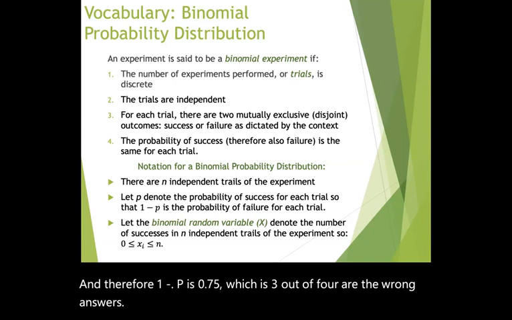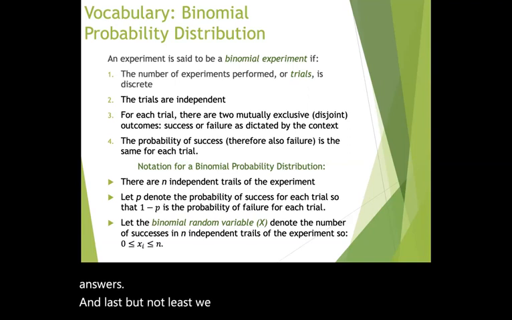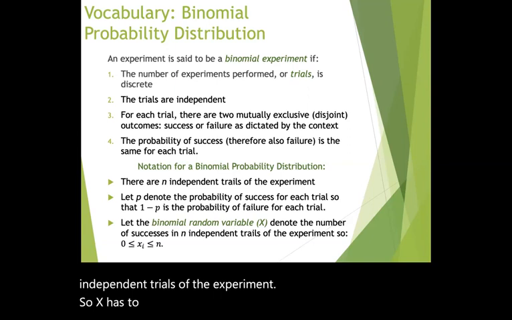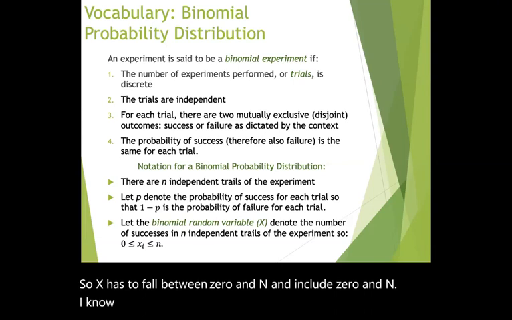And last but not least, we define X as the number of successes in the independent trials of the experiment. So X has to fall between 0 and n, and include 0 and n. Now I know that's a lot. Let's put it into an example and see what it looks like.